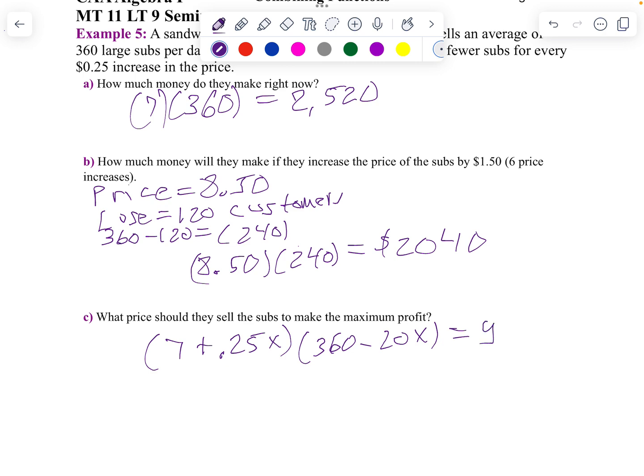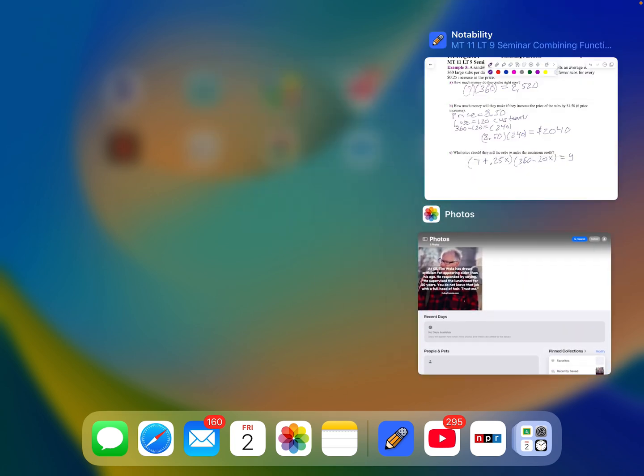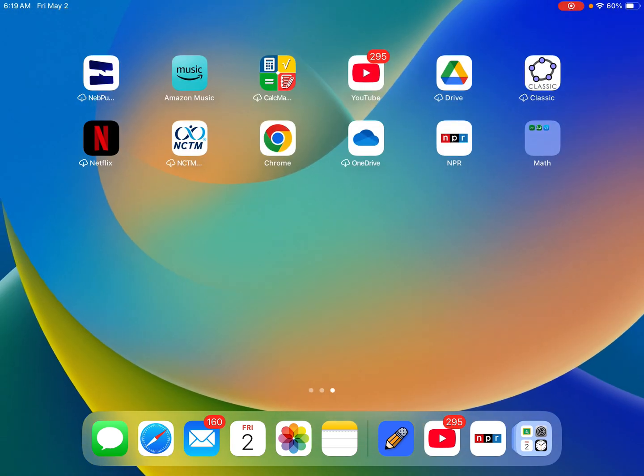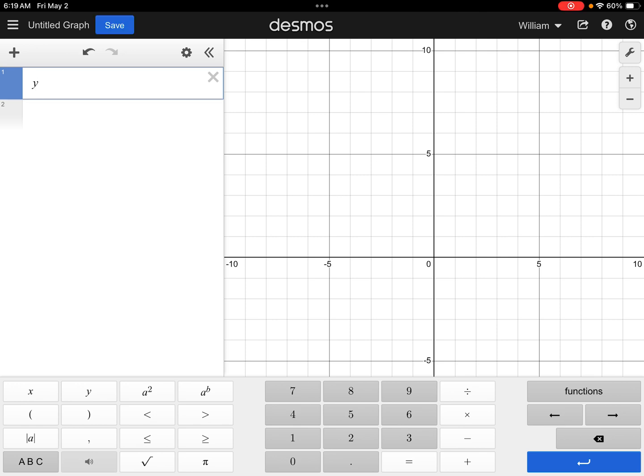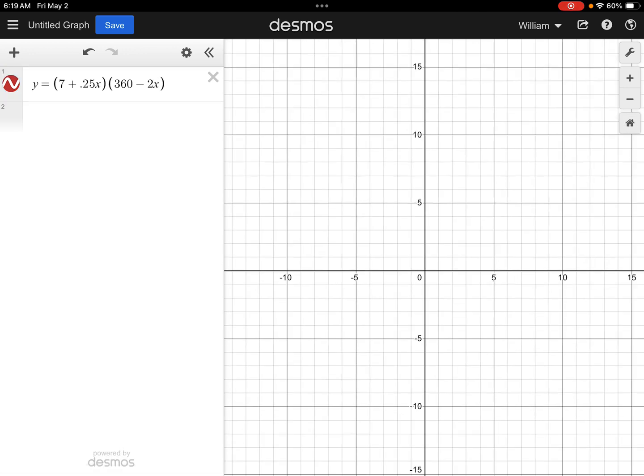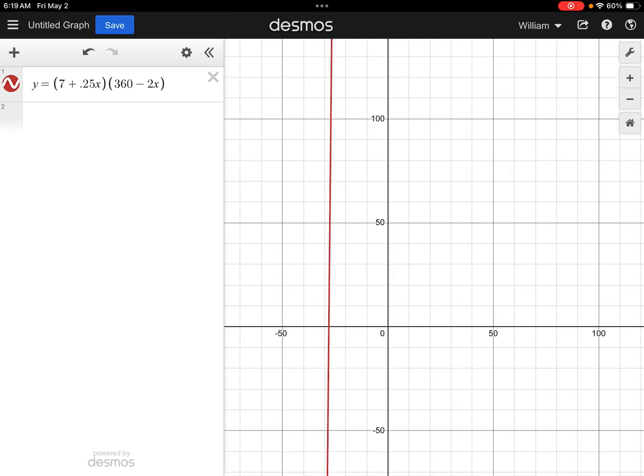Well, this looks like it's set up perfectly for graphing. So let's graph this. We're going to say that y, which gives me my maximum profit, equals (7 + 0.25x) times (360 - 20x). And let's adjust it so we can see our parabola. There's part of it.